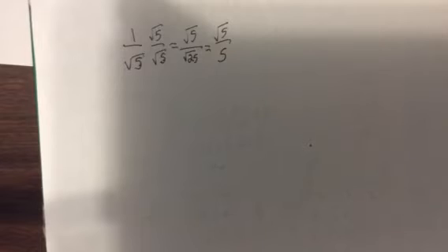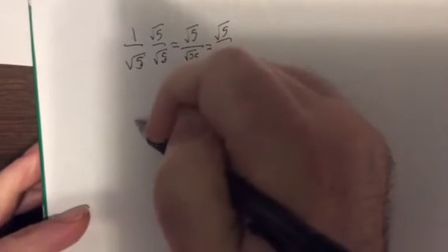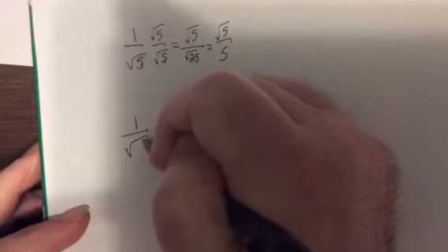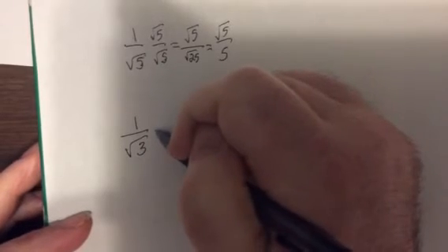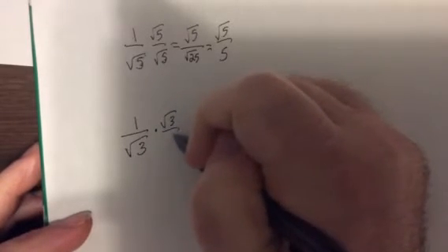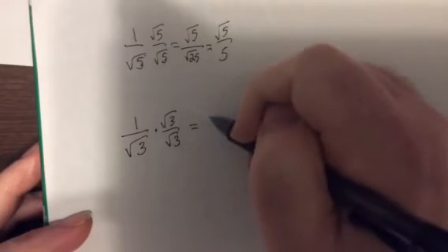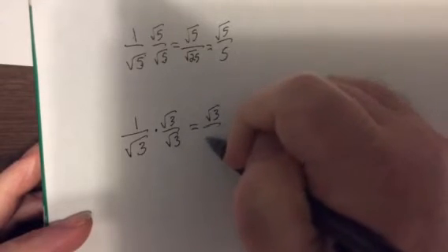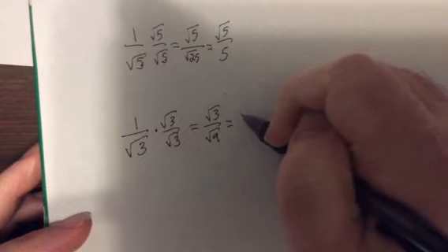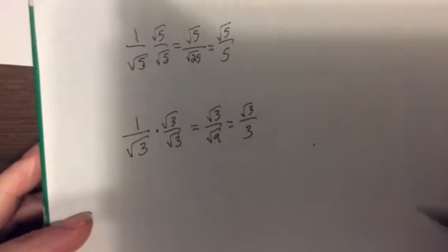So if you just have the square root of a prime number on the bottom, you just multiply by that number with the square root. So if I have 1 over the square root of 3, I would go square root of 3 over square root of 3. It'd be square root of 3 over square root of 9, which is square root of 3 over 3.